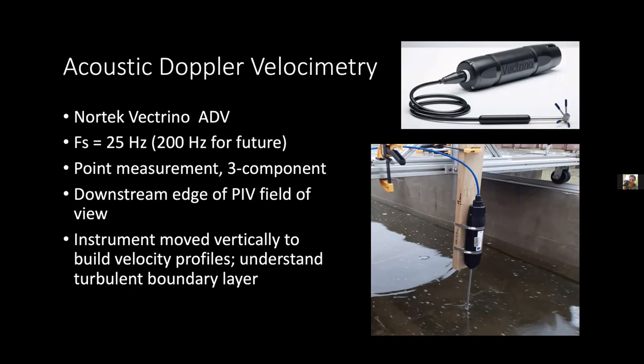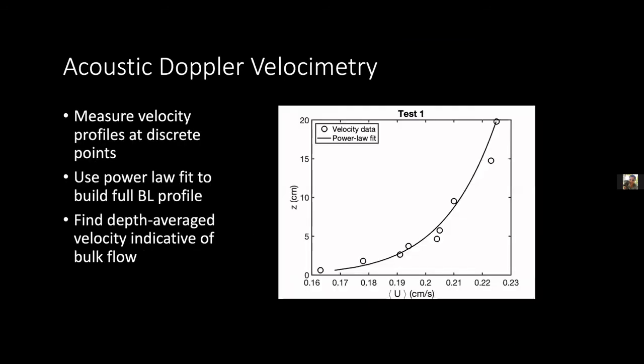This gives us a point measurement. Our measurement region for this is just at the downstream edge of the PIV field of view, so that hopefully we can see some similarities in our samples. And this lets us look at the turbulent boundary layer within our flow and not just at the surface. All right. So this gives us a velocity profile, so we can see how this is structured with depth, and then we can ultimately determine the bulk depth average velocity.